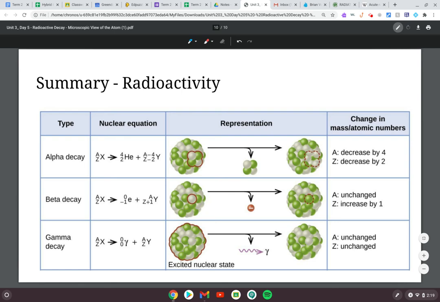And in gamma decay, you have an atom that's excited. It's had too much sugar, it gives off a little bit of energy radiation, and it goes to its ground state.